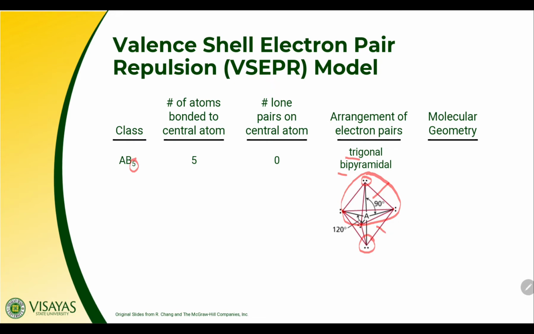Now, after accounting for the repulsion of the electron pairs, we still have a trigonal bipyramidal molecular geometry. Again, we have our first pyramid here and our second pyramid, which shares the same base as the first.